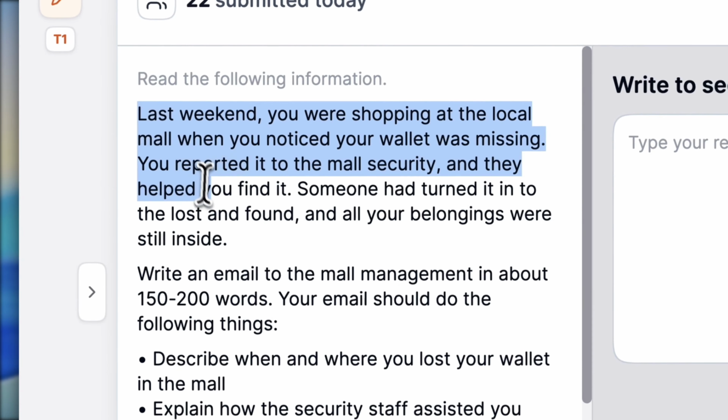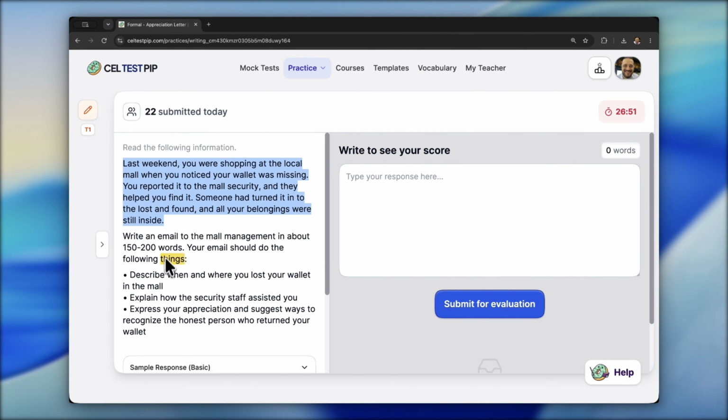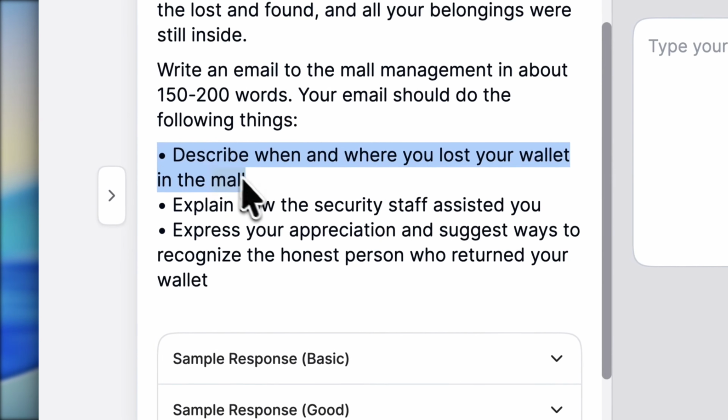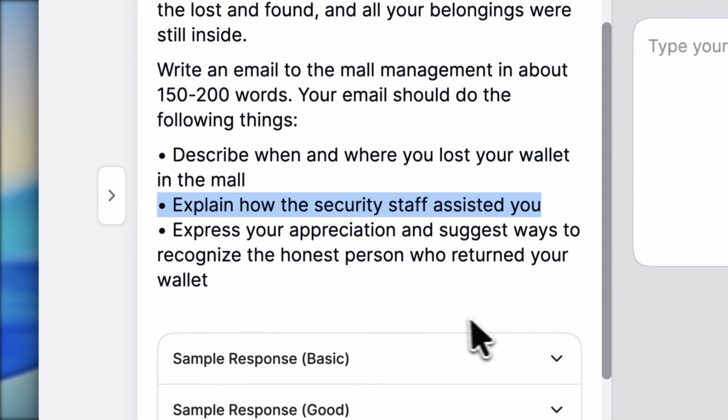Well, now let's use this template for a real answer. We look at a sample answer from CELTESTPIP and we'll use the template to write the answer. Well, the question is a formal question and we are writing to mall management. So we use the formal part of the template.